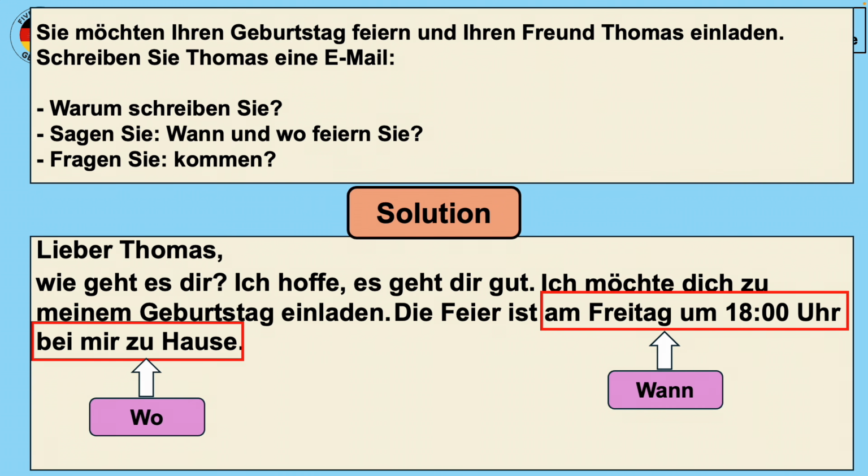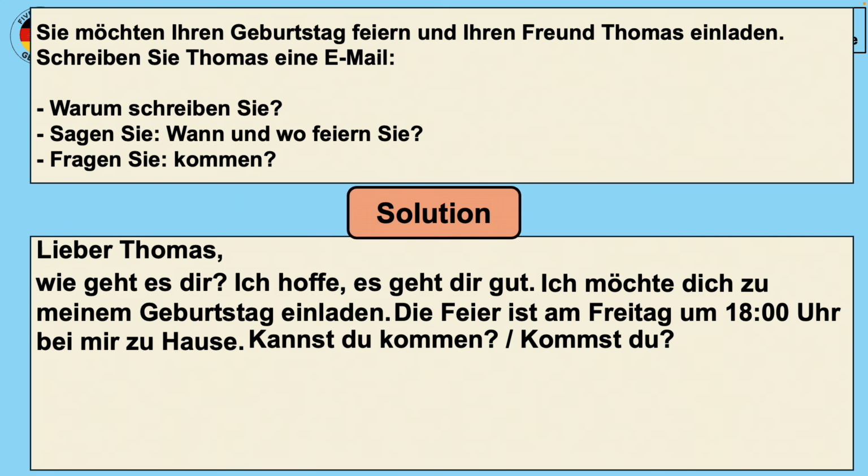Then you have to ask him whether he will come or not. So you can say, kannst du kommen? Will you be able to come? This is one way to say it. Or if you want to write it a little shorter, then you can say, kommst du? Will you come? So you can use either one of these in the exam.